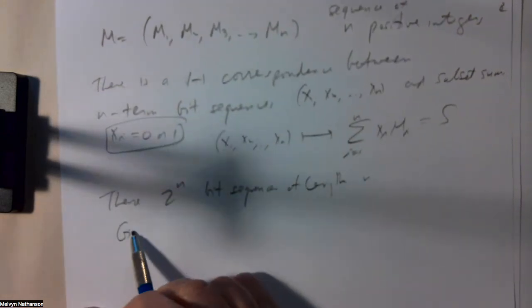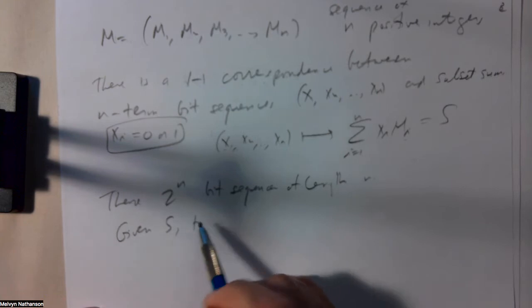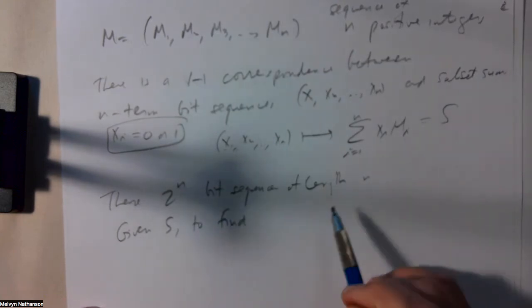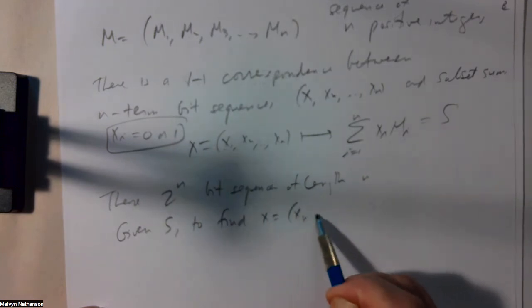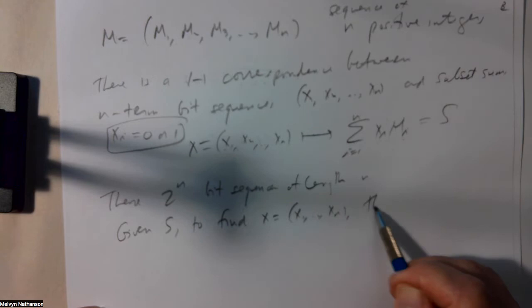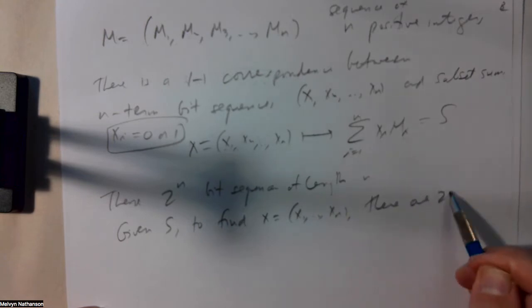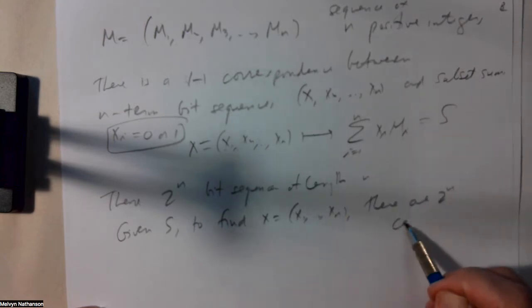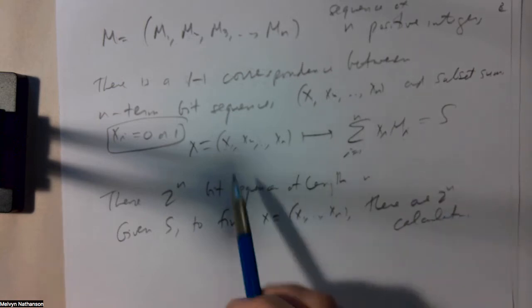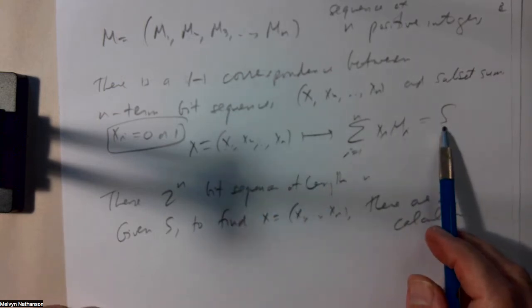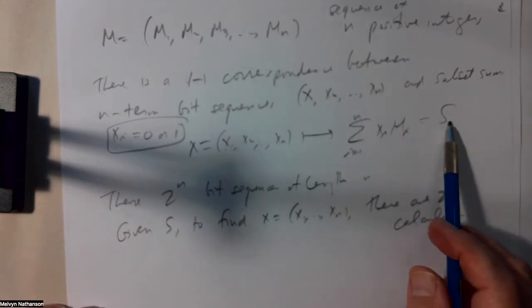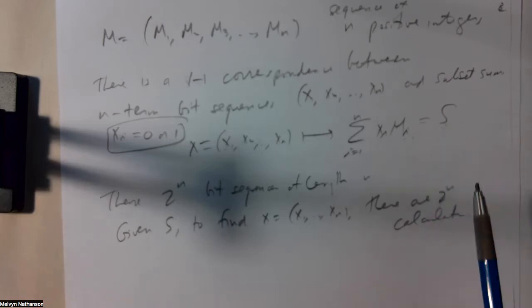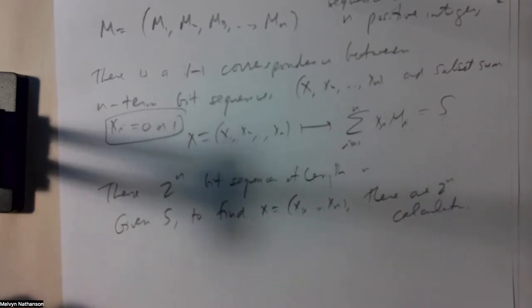So given S, to find the bit sequence X, you have to do 2 to the n calculations. For every bit sequence, you compute the number S. You're trying to find a particular number S. You compute this sum until you hit S. It requires up to 2 to the n calculations. And if n is big, 2 to the n is very big.